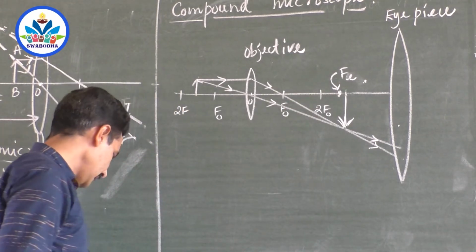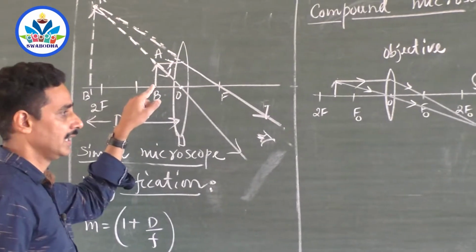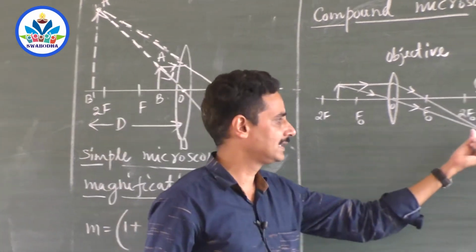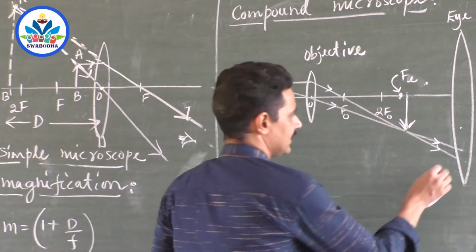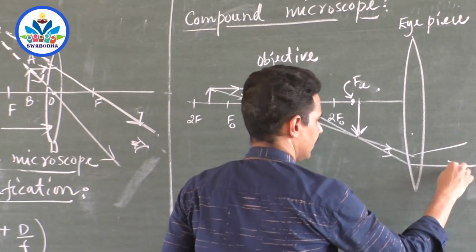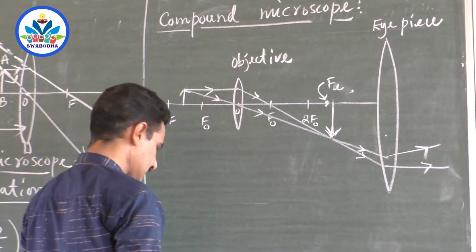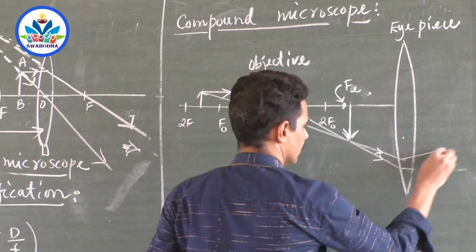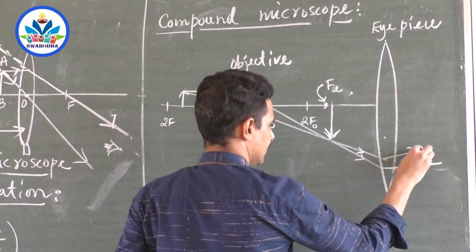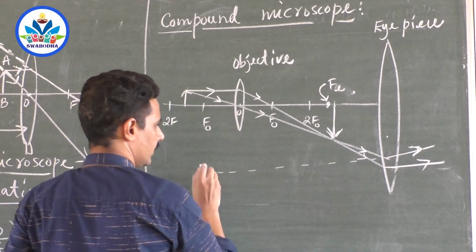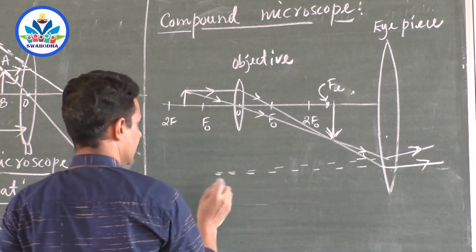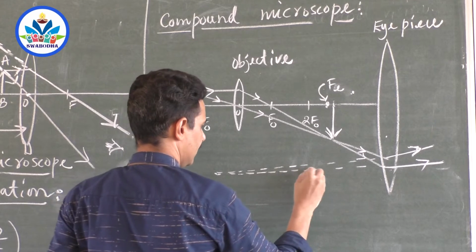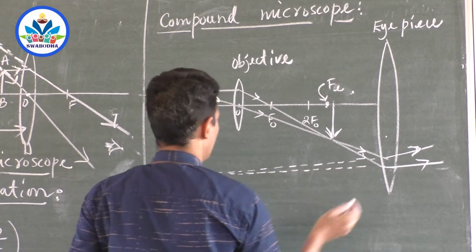And you know that whenever an object is kept within the focus, it forms an enlarged virtual image on the same side as the object. Now this is the object for this lens, and the rays will diverge like this, such that the image is formed on the same side and it is virtual and enlarged. If you produce them backwards, these rays appear to come from this point here, and this is the position of the final image, which is enlarged.